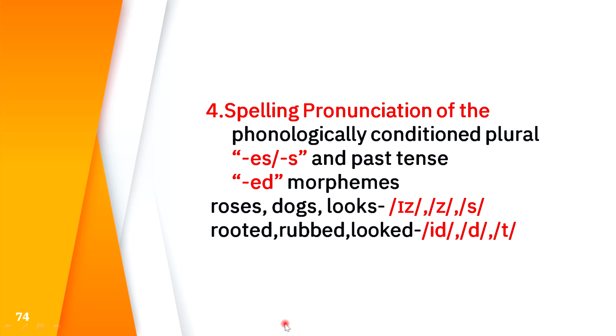In the same manner, the past tense morpheme ed is always pronounced as d in Malayali English, whereas English has three distinct phonologically conditioned morphemes: id, d, and t. For example, rooted, rubbed, looked. This difficulty arises due to the fact that the morpheme distinction is not marked in spelling.